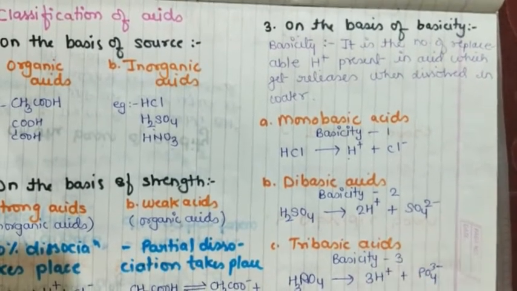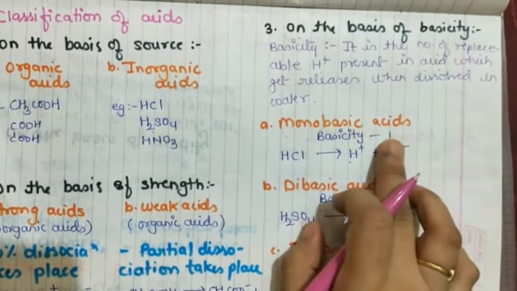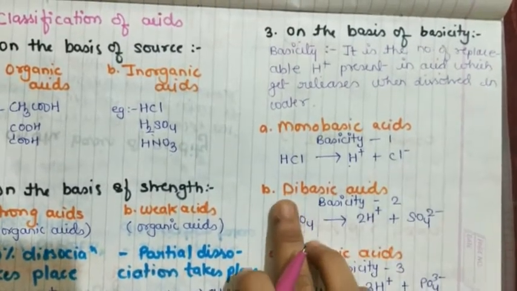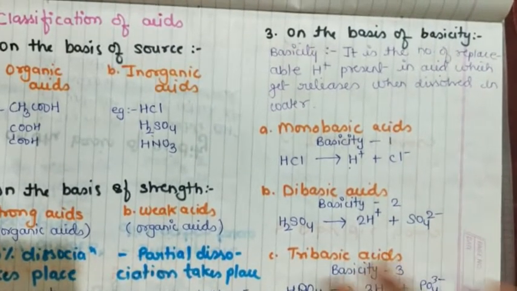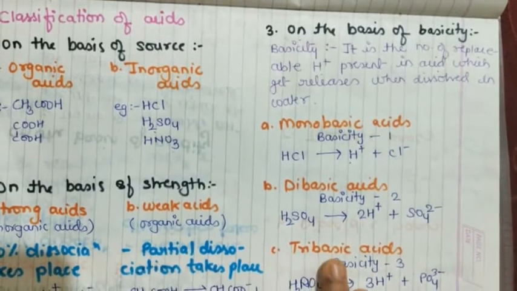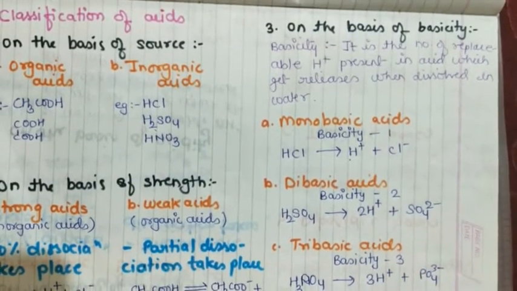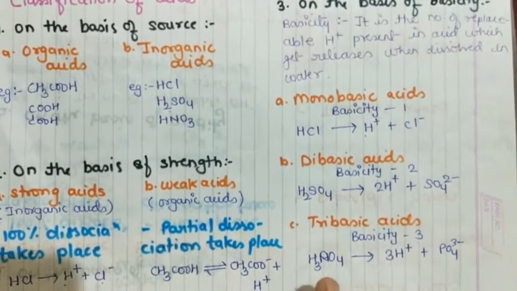It is very simple. If we talk about a monobasic acid, only one replaceable hydrogen is there. If we talk about dibasic, di means two, so the basicity is 2. Why? Because 2 hydrogen ions are released. And if we talk about tribasic, its basicity will be 3. Why? Because 3 H plus ions are replaced from the acid.